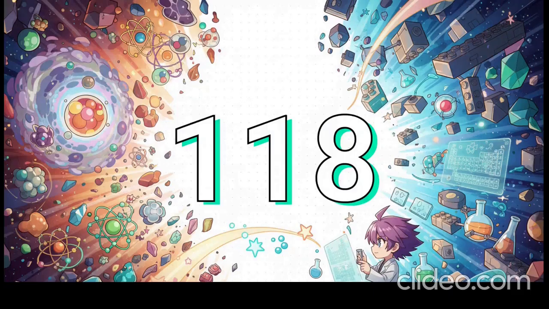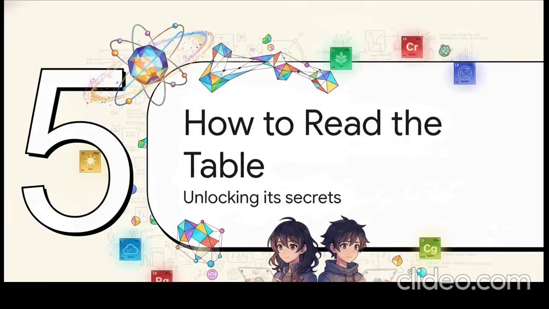So this one table neatly organizes all 118 elements that we know of. And here's the wild part. 94 of those are found in nature, but the other 24, we actually made those in a lab. We are literally adding new bricks to the set. So we have this incredible map, right? Now let's learn how to actually use it. It's time to unlock its secrets.